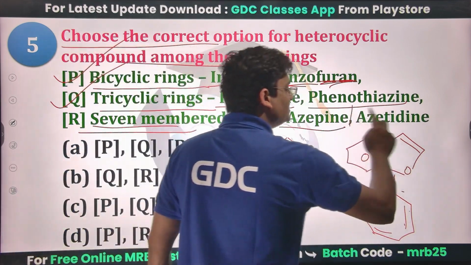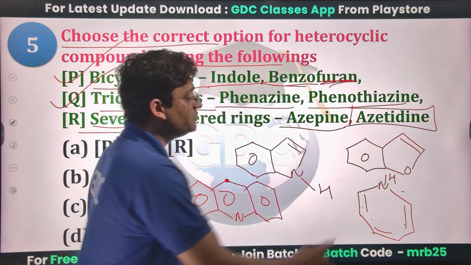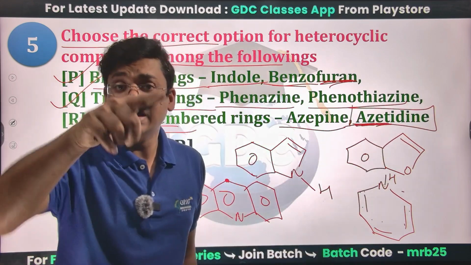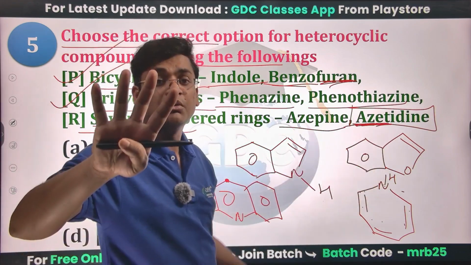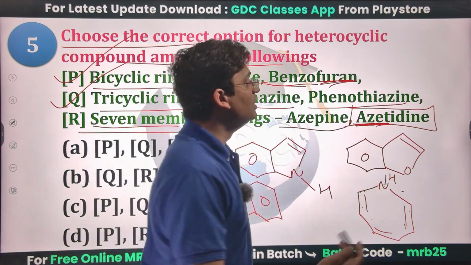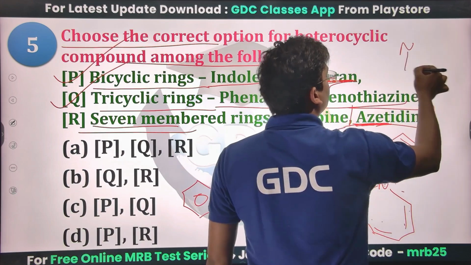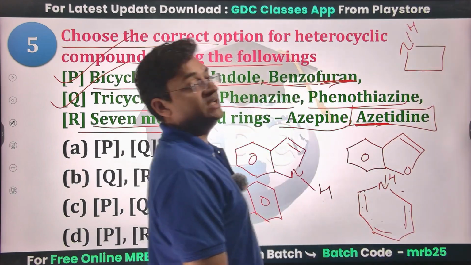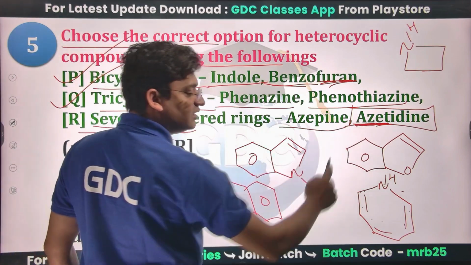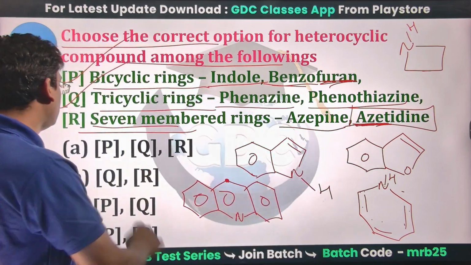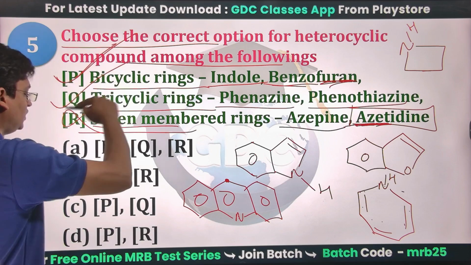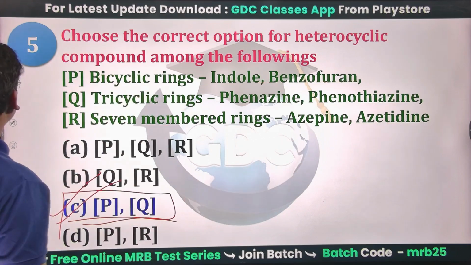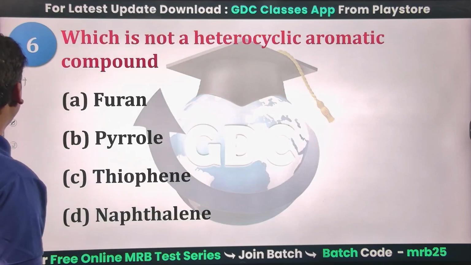But what about azetidine? Az represents the nitrogen atom, et represents a 4-membered ring, and idine represents saturation. So it is a 4-membered saturated ring with nitrogen. This is azetidine. Is azetidine 7-membered? No, not at all. So R will be false. So yes, P and Q are correct, so option C will be right.